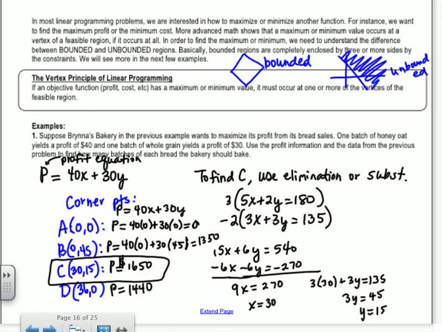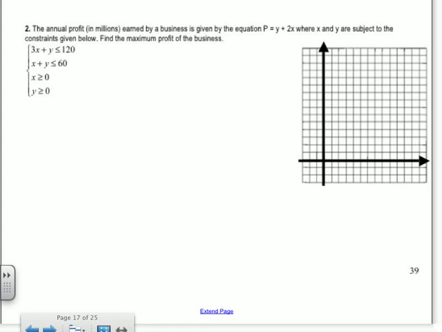All right, so let's try this one. Okay, so this one's kind of putting it all together. It says the annual profit in millions earned by a business is given by the equation P equals Y plus 2X, where X and Y are subject to the constraints given below. Find the maximum profit of the business.